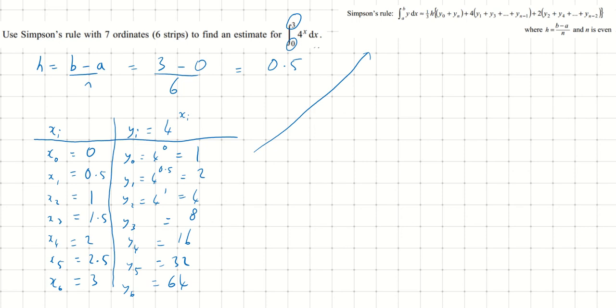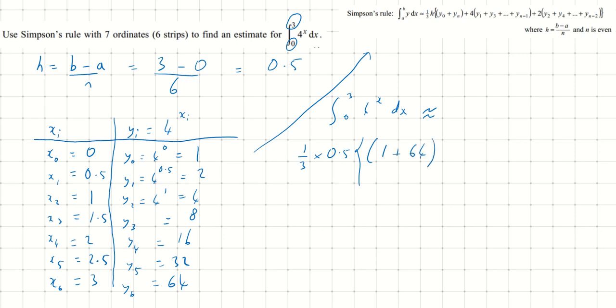So the integral from 0 to 3 of 4 to the power of x dx is approximately equal to, now our formula says it's 1/3 times h. Well, h is 0.5. Okay, and now we need a big bracket. We know our first bracket is y0 plus yn, so y0 plus y6 in this example, basically our first and last values of y. That's 1 plus 64.